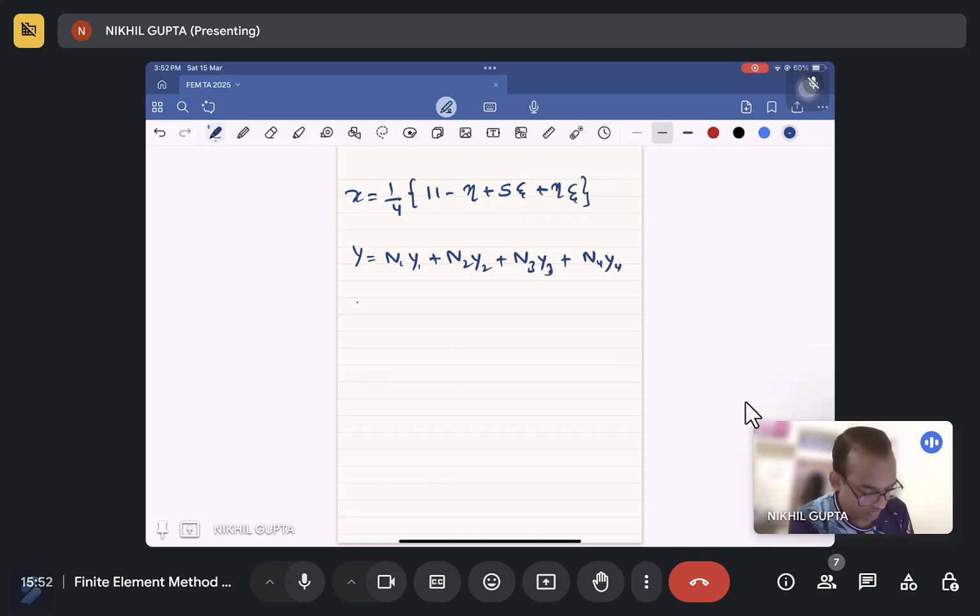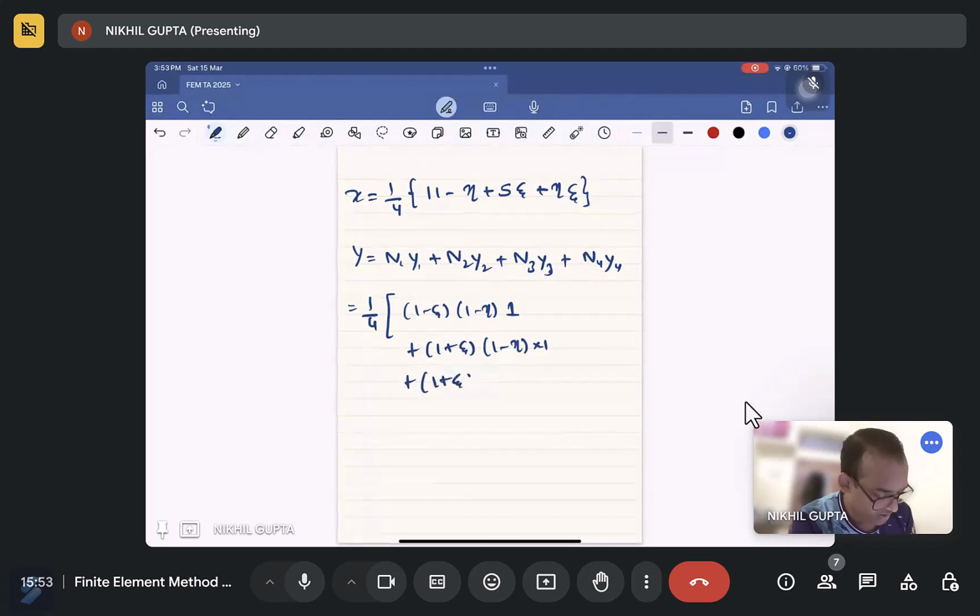Okay, so we'll write this as 1 by 4 of (1 minus xi) into (1 minus eta) into 1, plus (1 plus xi) into (1 minus eta) into 1, plus (1 plus xi) into (1 plus eta) into 4, plus (1 minus xi) into (1 plus eta) into 2.